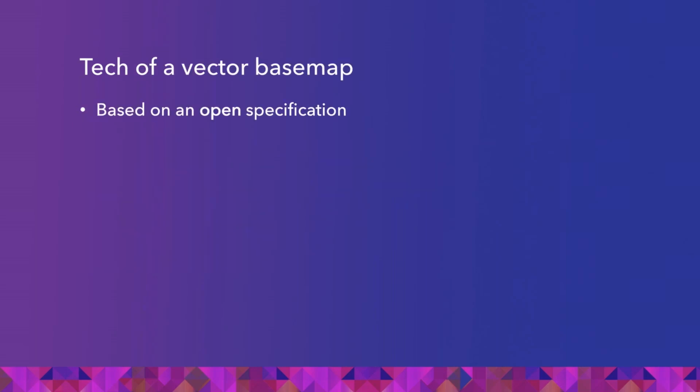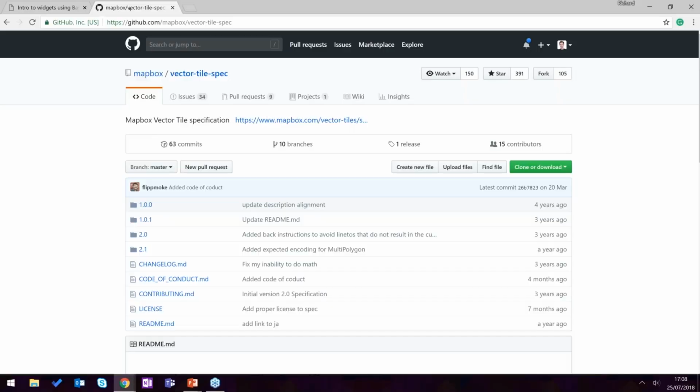Under the hood, we use an open specification for our base maps. If you want to know a bit more about the nuts and bolts of this, you can head over to GitHub and find the specification here. We love to use and contribute to open specifications here at Esri because we believe it offers many great benefits such as interoperability between systems and many other things.